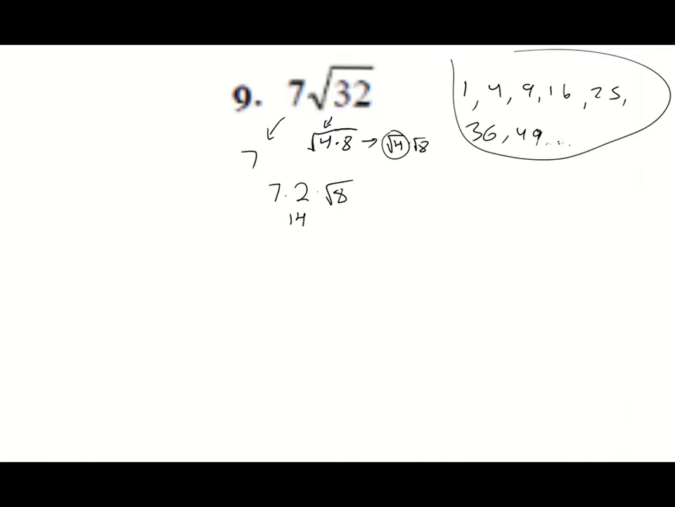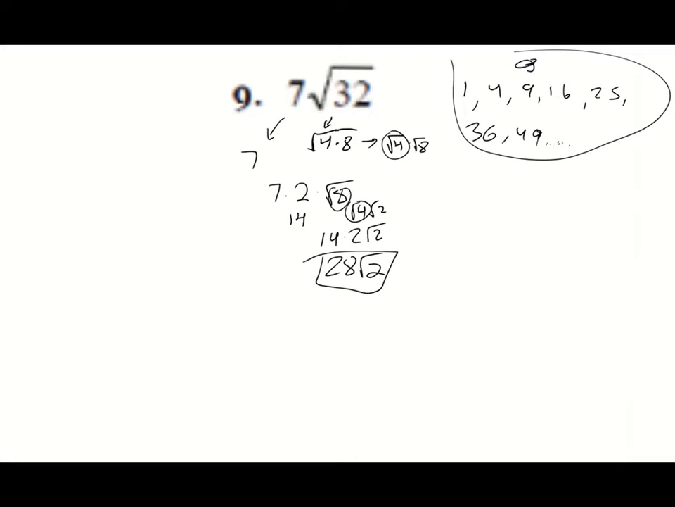But we also have a problem now, is that 8 also has a perfect square as a factor. Like one of these numbers up here can be multiplied by another number to make 8. So 4 and 2 work. This would be square root of 4 and square root of 2, and the square root of 4 is 2. So now we have 14 times 2 times square root of 2, which is 28 square roots of 2. And that's the correct answer.